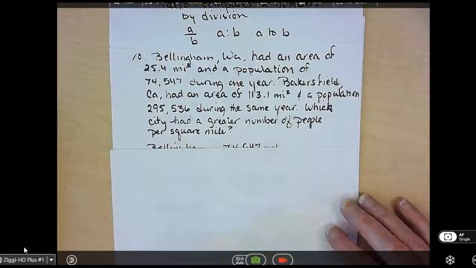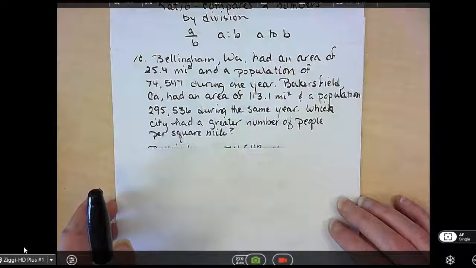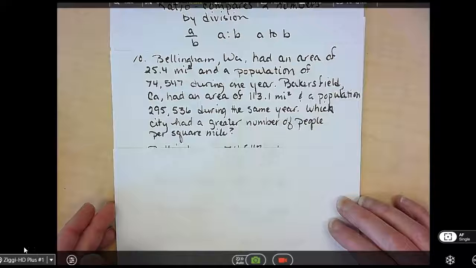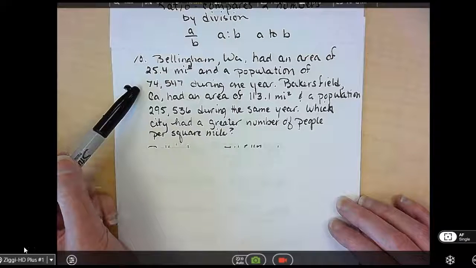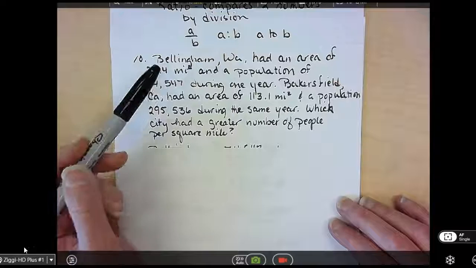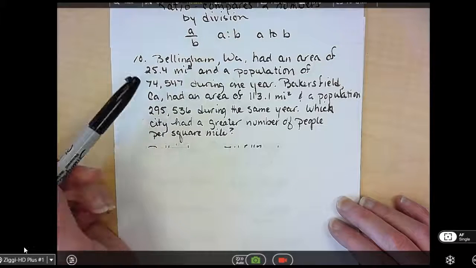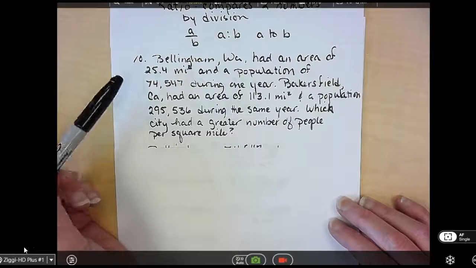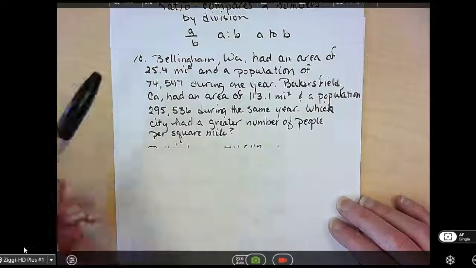we have a problem that says Bellingham, Washington had an area of 25.4 square miles and a population of 74,547 people during 1 year. The reason I picked that is that Bellingham is about 60 miles from where I grew up. So I like this problem.